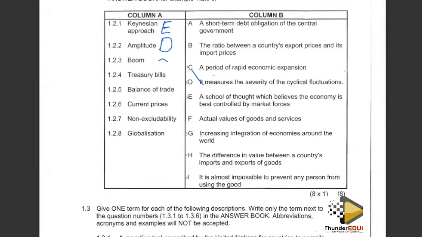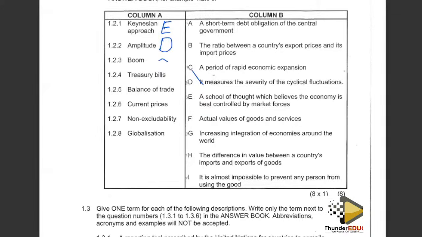What is this boom? Boom is a turning point of the business cycle. And this turning point of the business cycle does indicate that economic activities are performing very well. There is no wastage of resources. Resources are efficiently being utilized. So if the economic activities are at boom, that is the indication that there is full employment of resources.